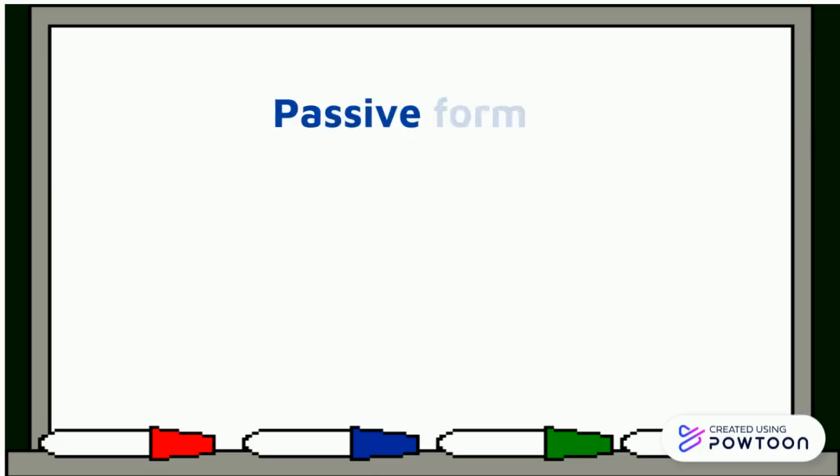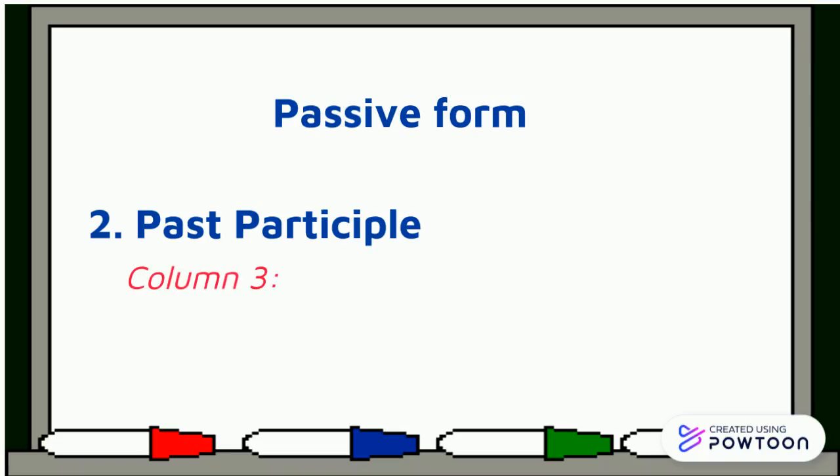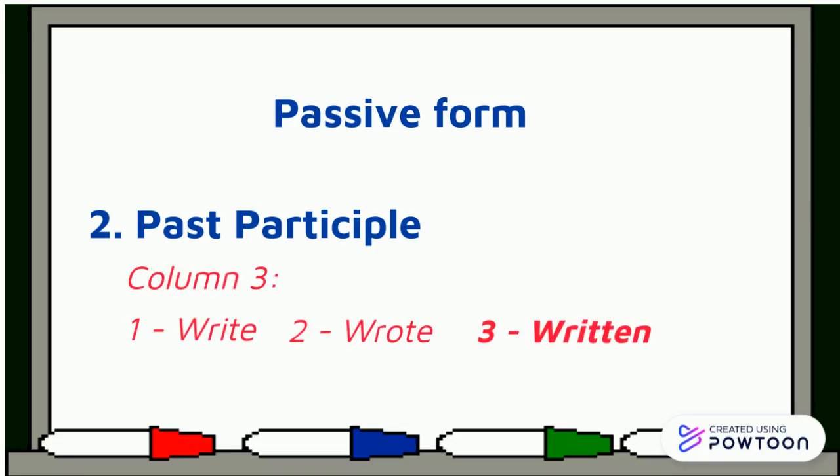So how do we make the passive form? First, we take the verb to be. I am, you are, he is, and so on. We add the past participle, known as column 3. In the verb list, I write, yesterday I wrote, and I have written. That's the one we need.